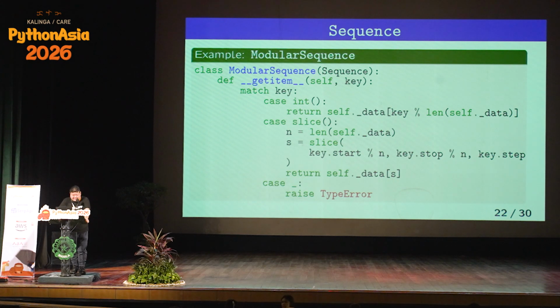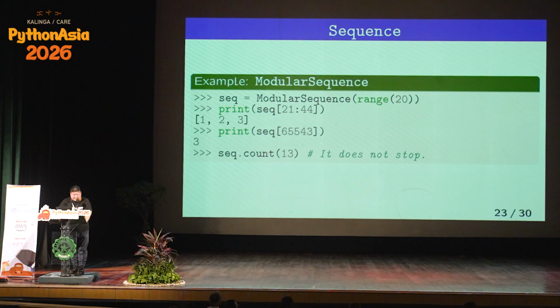When the key variable is an integer, it uses modular arithmetic: key modulo len of self.data. So the index wraps around. If the data has 20 items, index 0 and index 20 give the same result. Index 21 is the same as index 1. The same logic applies to slices.